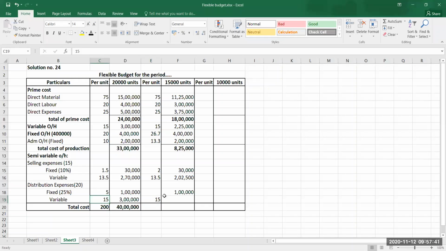See, I have got these two pieces of information, so I can easily find out this particular per unit figure. Yes or no? How can I find it out? Because I have this data, I can divide 1 lakh by 15,000. So when I divide 1 lakh by 15,000 units, how much will I get?